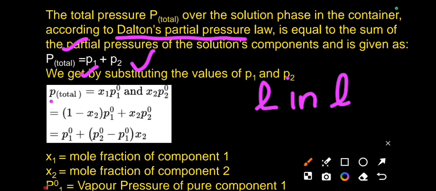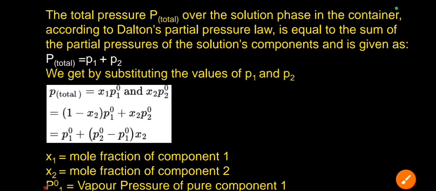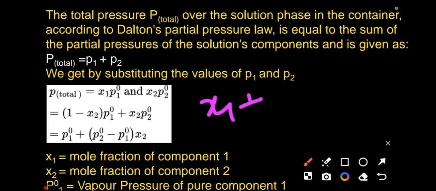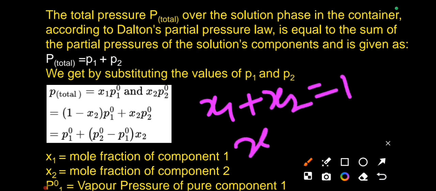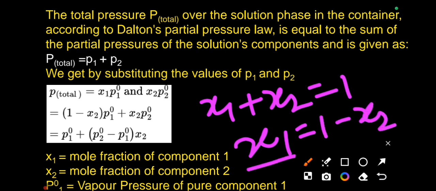We have already done: P total is equal to x1 P naught 1, okay, plus x2 P naught 2. Addition you have to do. Okay, now you can see one thing here, x1 plus x2 is always equal to 1. If you want to solve for the value of x1, you can write 1 minus x2. Okay, so you can put this value in x1 and you will get the expression. Okay, so finally you can write only up to this expression.